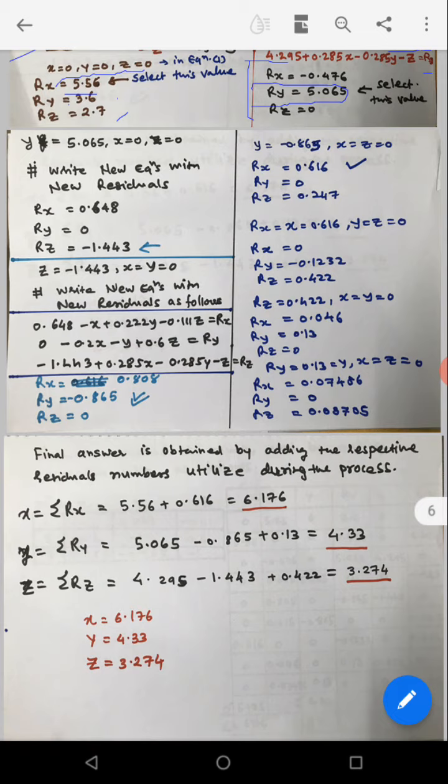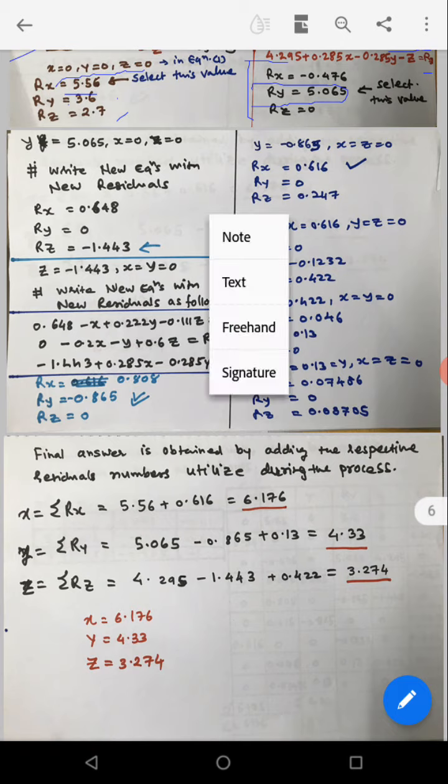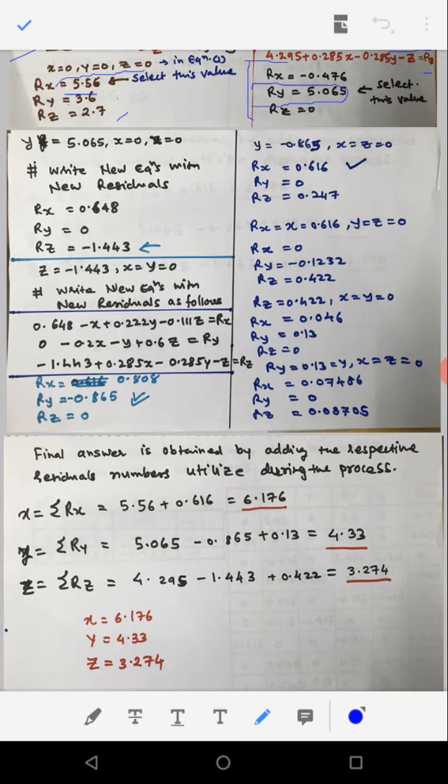So we go further, now picking up Ry equal to 5.065 as your y initial value. So y is equal to 5.065 and x and z are 0. Again rewrite all the equations with the new residuals. Please understand, with the new residuals, you then substitute this value into that equation.